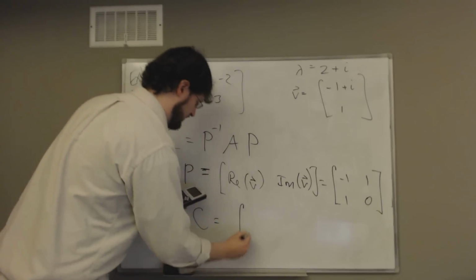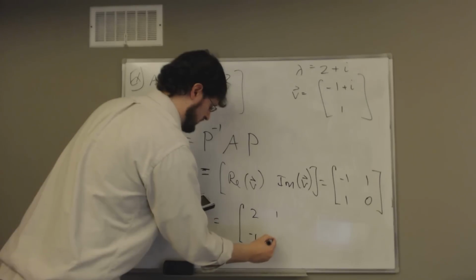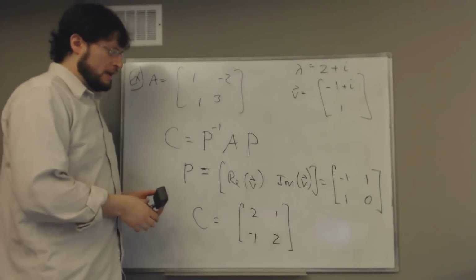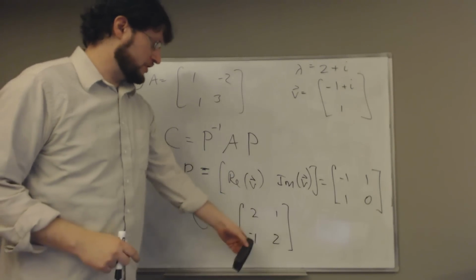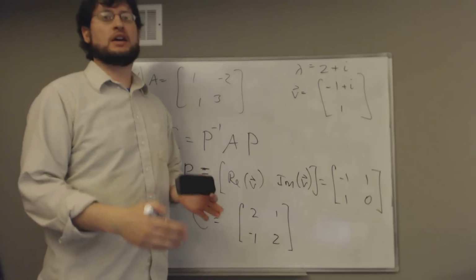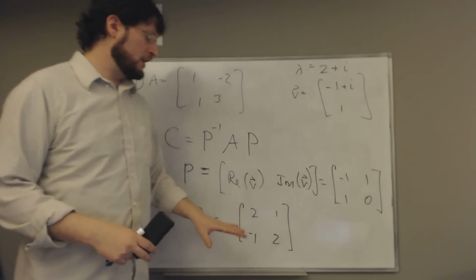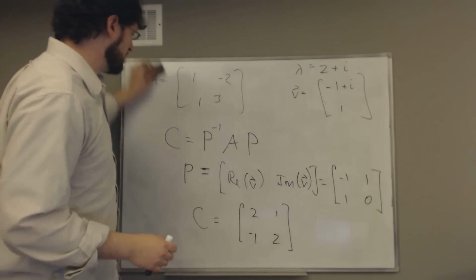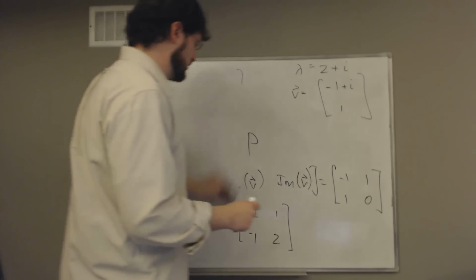And this is what I get. Now, my claim is that this matrix C that we've discovered here is in fact a rotation matrix, in addition to some scaling, but it's essentially a rotation. We got a rotation and then also a scaling matrix. Let's see why that's true.